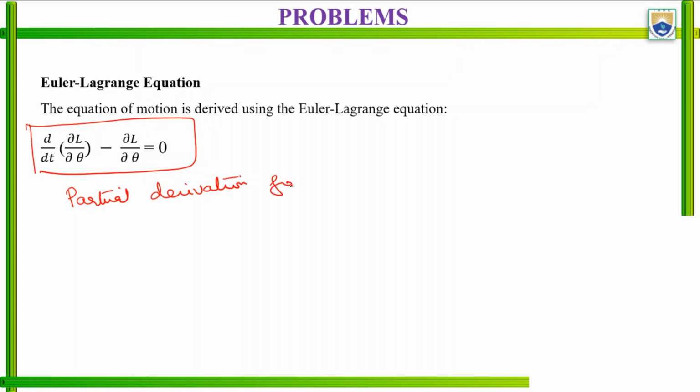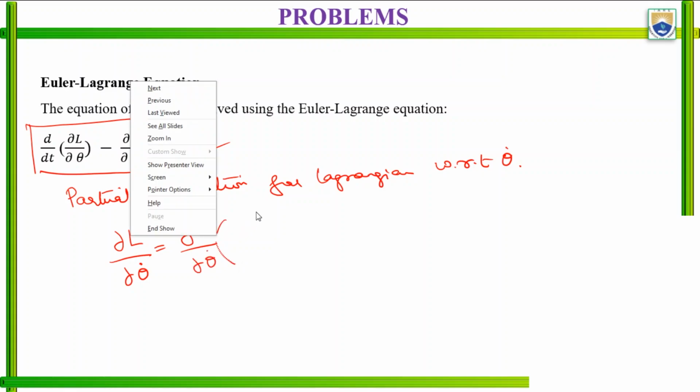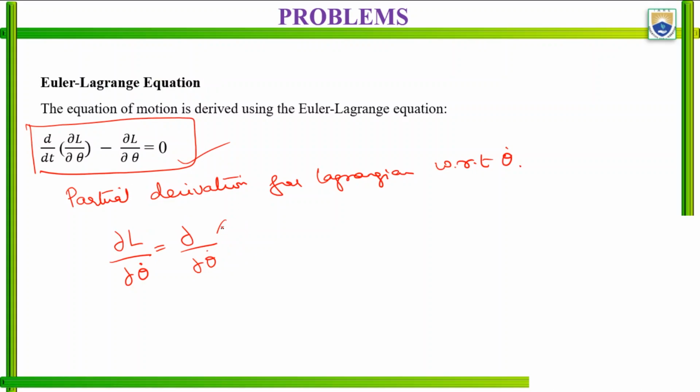of the Lagrangian with respect to theta dot. Now for this equation, we need to do the partial derivation of the Lagrangian with respect to theta dot. So how will we do that? How will we get that? Dou L by dou theta dot is equal to dou by dou theta dot of 1 by 8 ml square theta dot square.